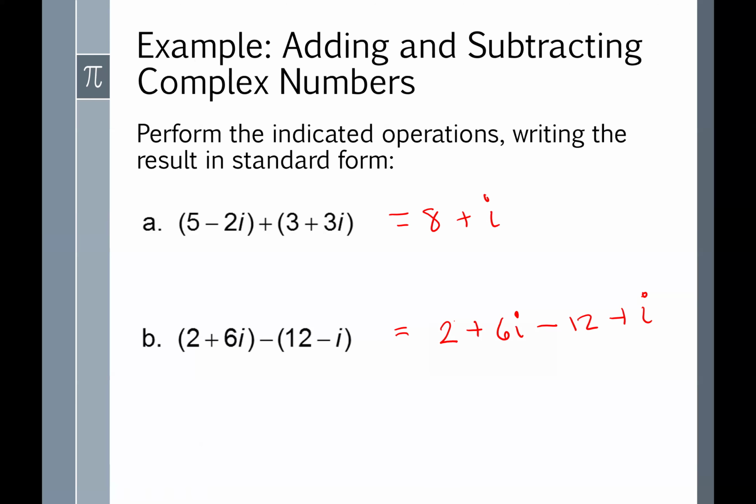So what is this going to be? 2 minus 12 is minus 10. 6 plus 1 is 7i. But again, your calculator can do this, so if you're nervous or you want to check, you can go over here and let your calculator do it.